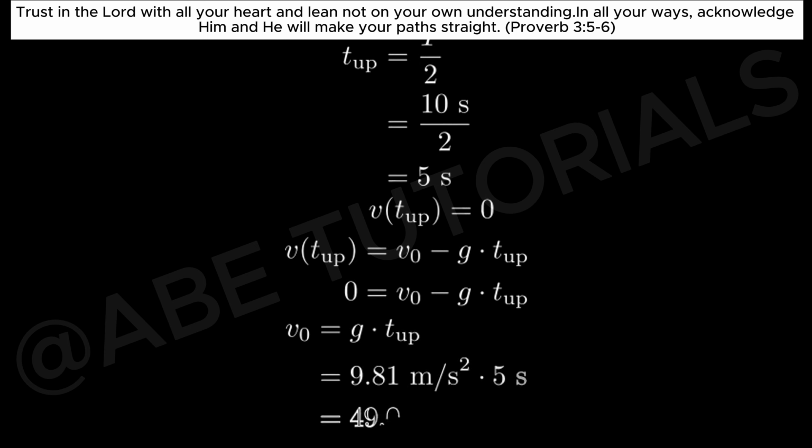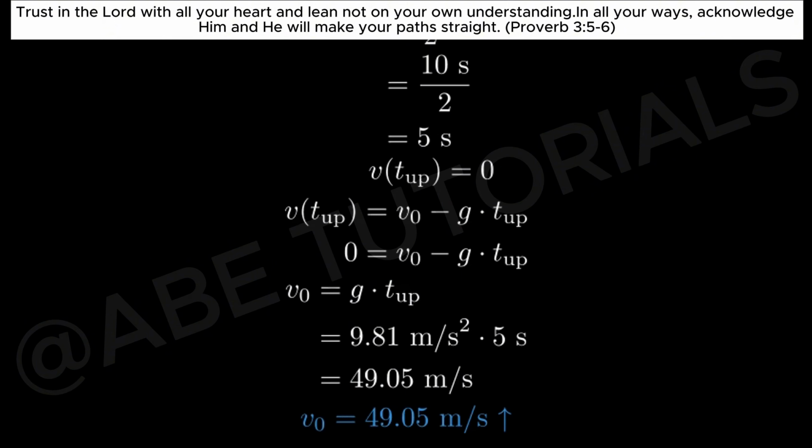Solving for v0, v0 equals g times t up, v0 equals 9.81 meters per second squared times 5 seconds. v0 equals 49.05 meters per second. So our stone was thrown upward with an initial velocity of 49.05 meters per second.